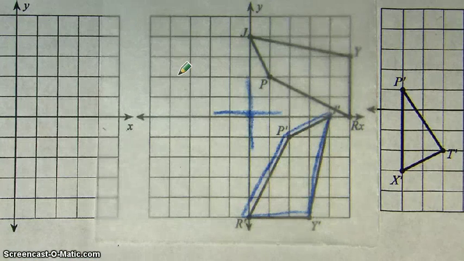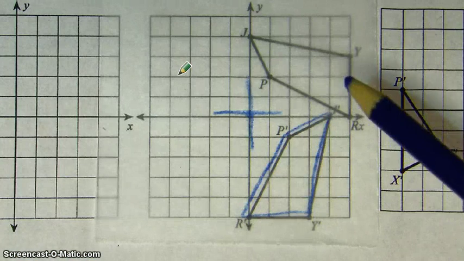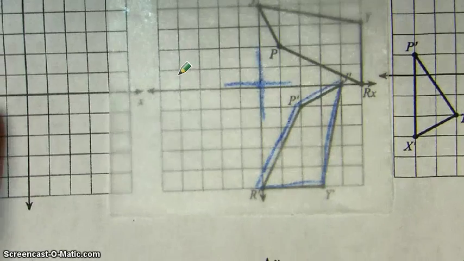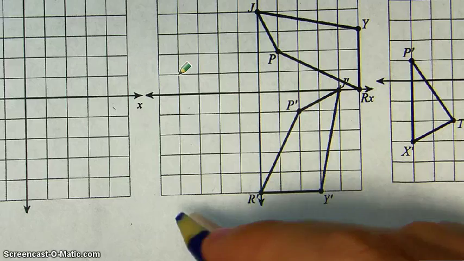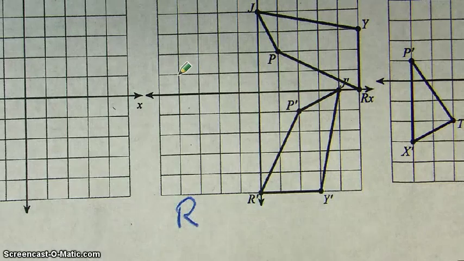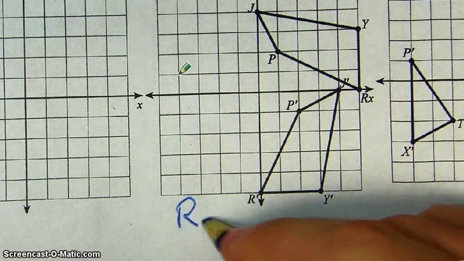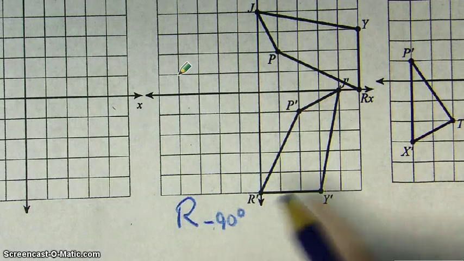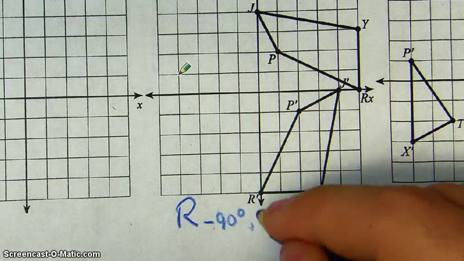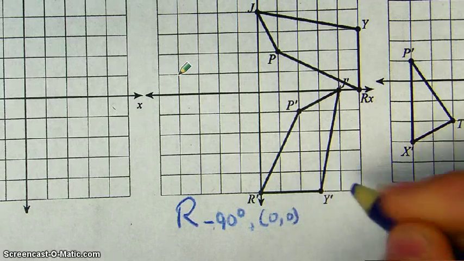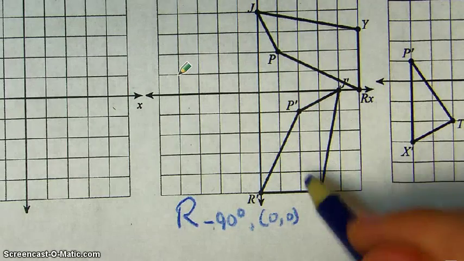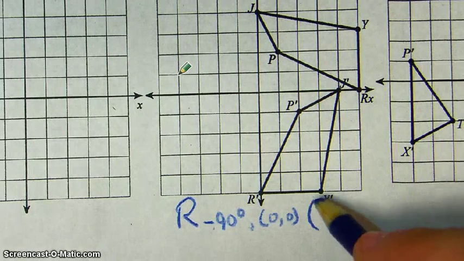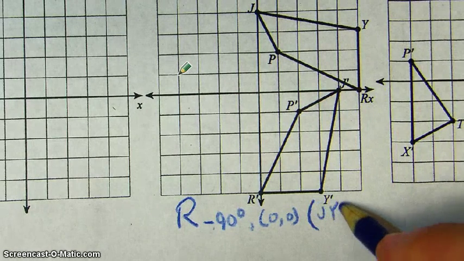When writing this as a degree measure, clockwise rotations will always be negative. So, if I wanted to notate this rotation, I would write a capital R for rotation. Then I would write negative 90 degrees to show that I have moved 90 degrees clockwise. That's where the negative comes from. And then I will write the center of rotation, which is 0, 0. It's the point my pencil was on, right? And then, in large parentheses, I will write down what I've rotated. JYRP.